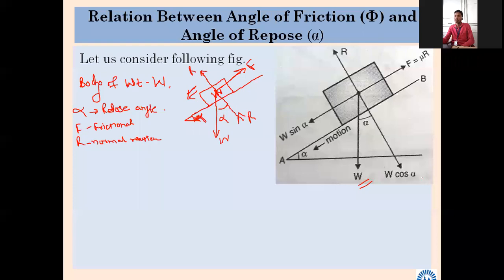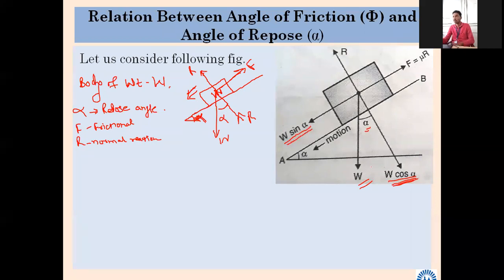So what will be its vertical component? W cos alpha. And what will be its y component? The y component itself is W cos alpha, because the angle is made with y, the vertical, or the reaction. And what will be its x component? W sin alpha. Okay, so this is the resolution.